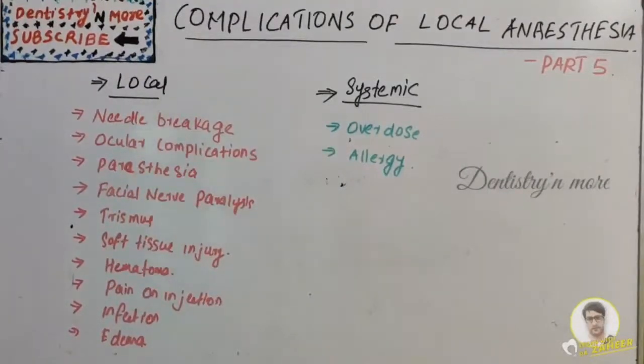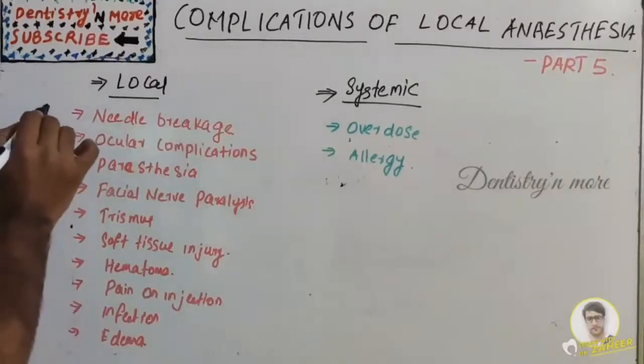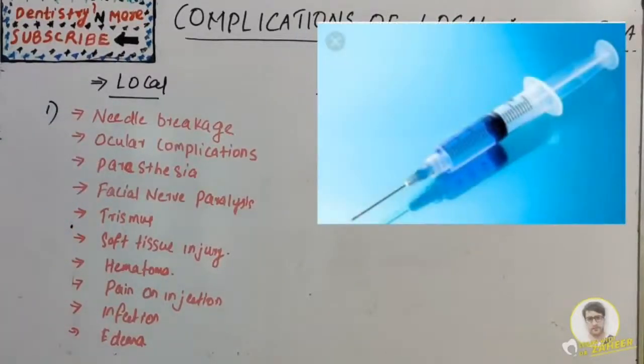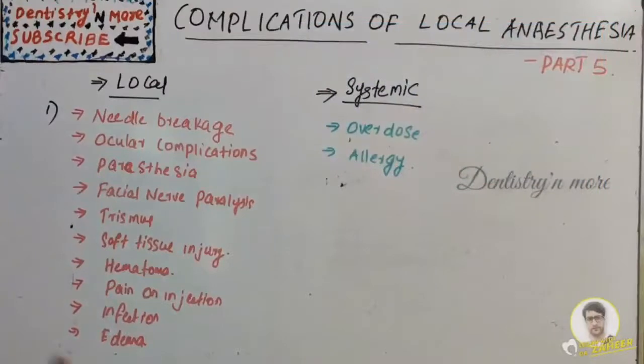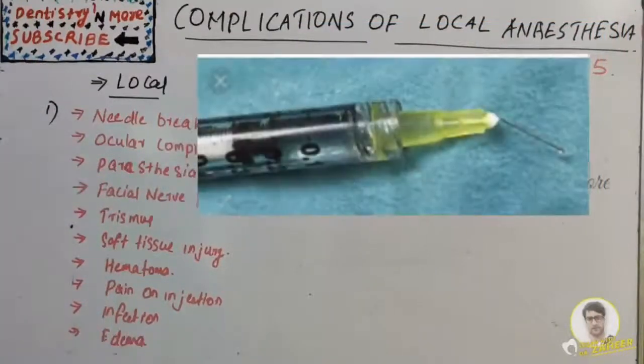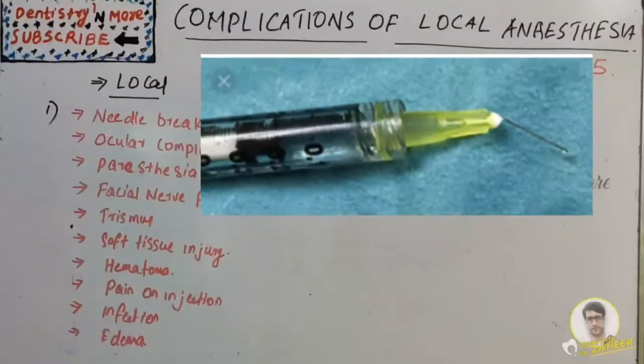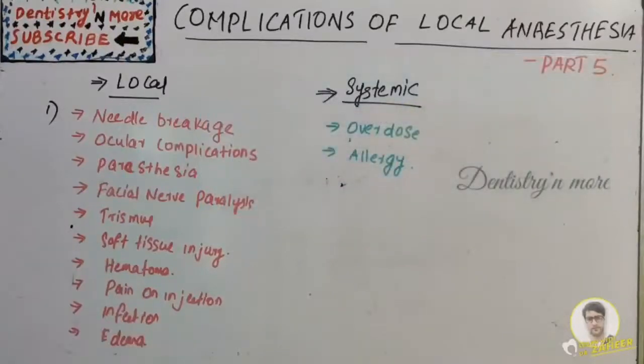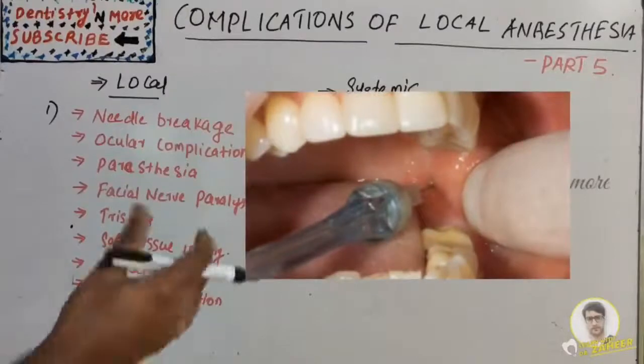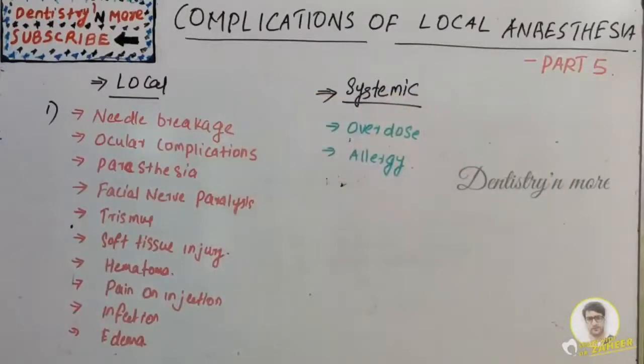We'll start with the local complications. The first one is needle breakage. This is quite rare because of the use of disposable needles, but if it happens, it is mainly due to bending of needles. If you try to bend the needle for any purpose, there are chances of breakage. It could also be due to sudden unexpected movement of the patient, or sometimes the entire length of the needle is inserted into the soft tissue and we suddenly move, or the patient tries to move, so there are chances of breakage. And with the use of smaller needles, that is 40 gauge needles, there are chances of breakage.